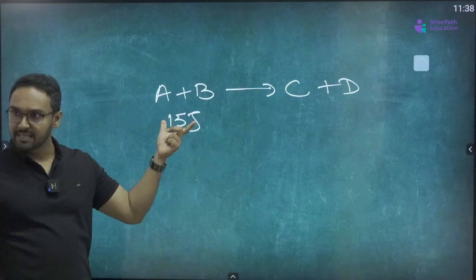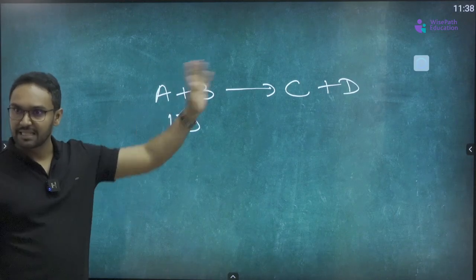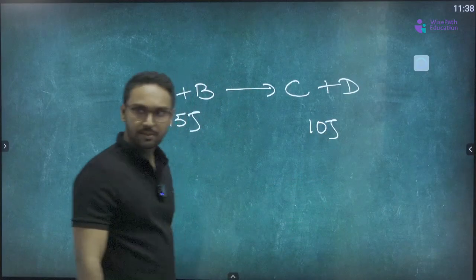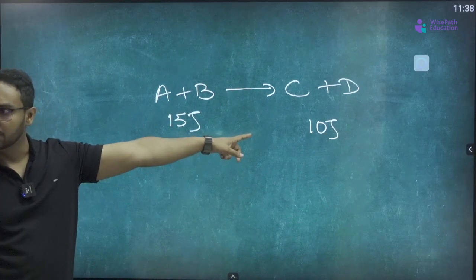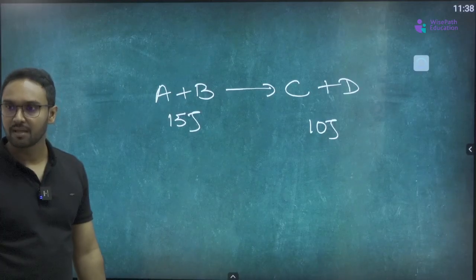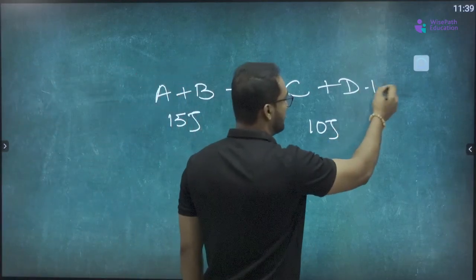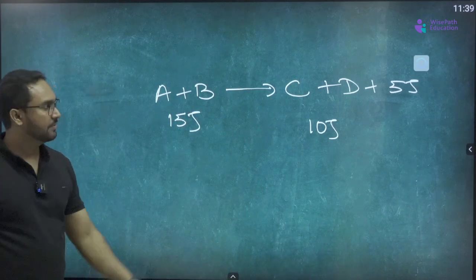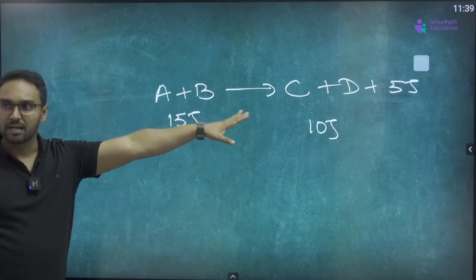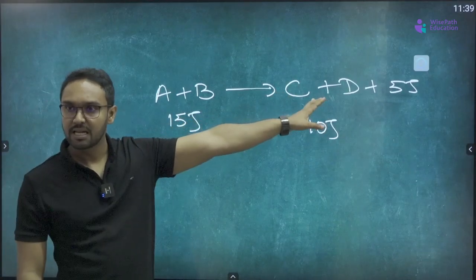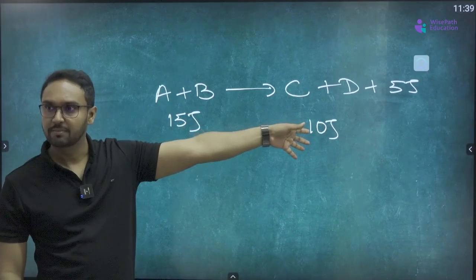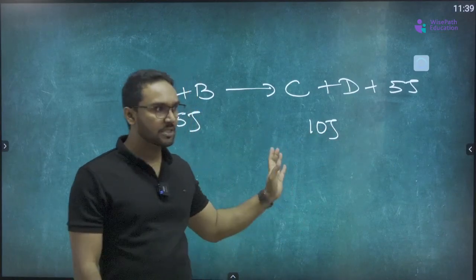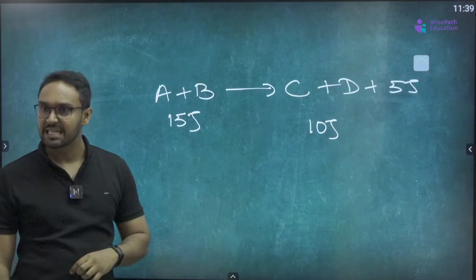And when the reaction occurs, energy is released. The product's energy is 10 joules. So how much has been released? 5 joules has been released as energy. So which kind of reaction do we call this? We call this an exothermic reaction, which means the heat is released.